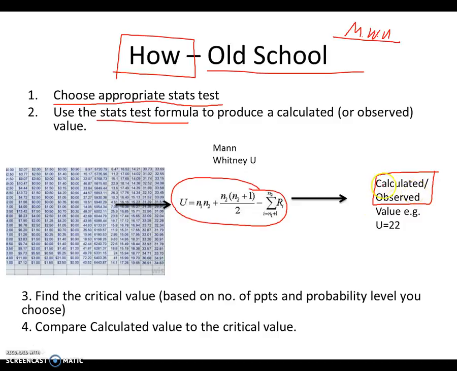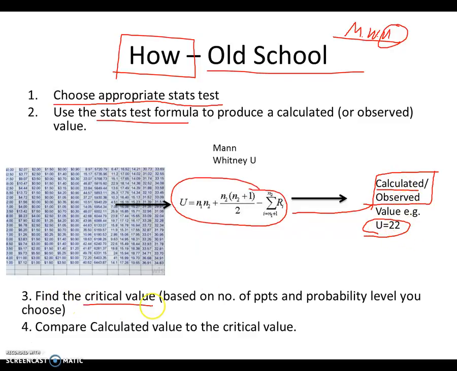Why is it called that? Because you've calculated it and you observed it in your research. So we've got a U value. Why is it called a U value? Because it's a Mann-Whitney U test. No other reason. We could have called it elephant equals 22. The calculated value of elephant is 22. We're calling it U. It's an observed value.